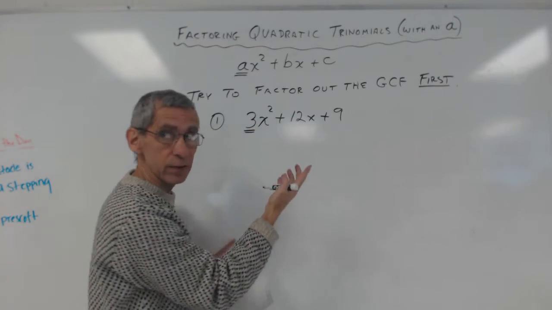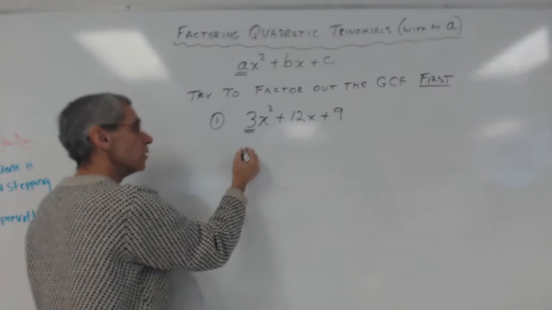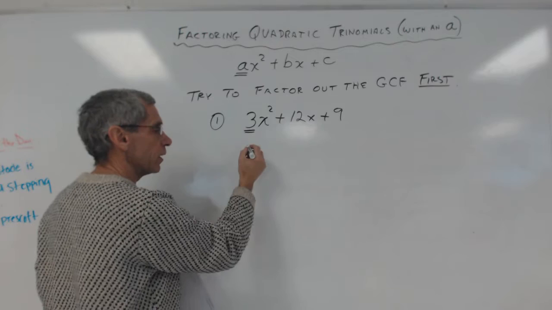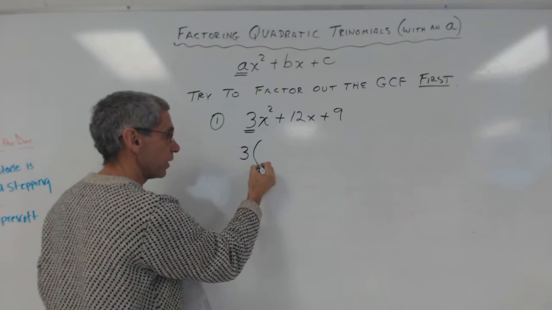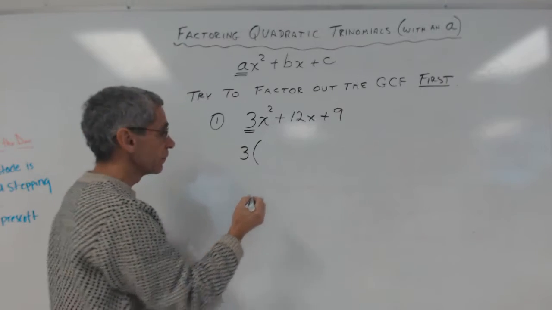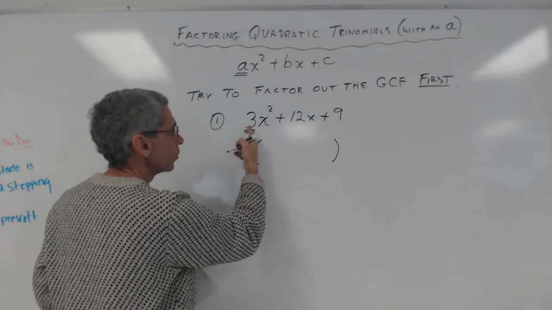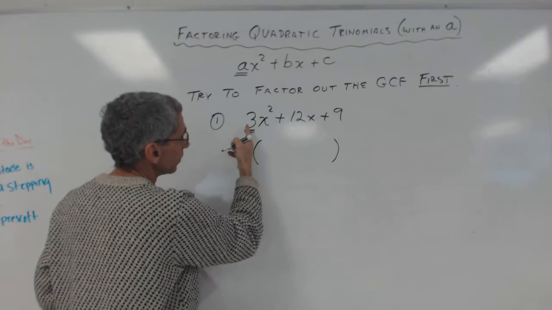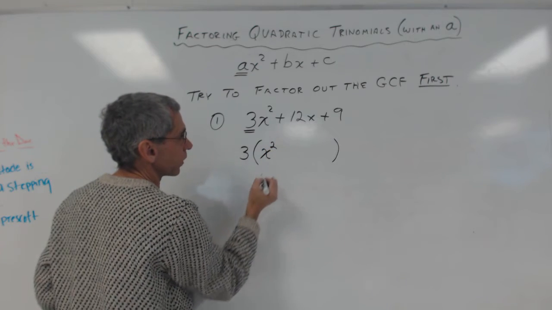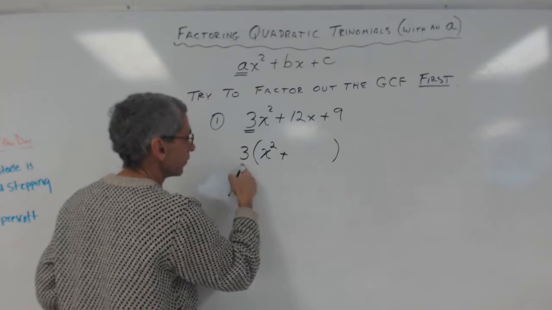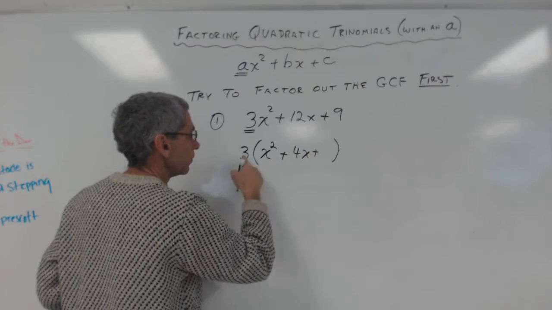3 goes into 3, obviously. Does 3 go into 12? Yes. Does 3 go into 9? Yes. Perfect. But when you factor out a greatest common factor, you write what you're factoring out, and then you put a parenthesis next to it. Then you figure out what the trinomial is when you divide everything by 3. Well, 3 divided by 3 is 1, so 1x squared, or just x squared, plus 12 divided by 3 is 4x, plus 9 divided by 3 is 3.